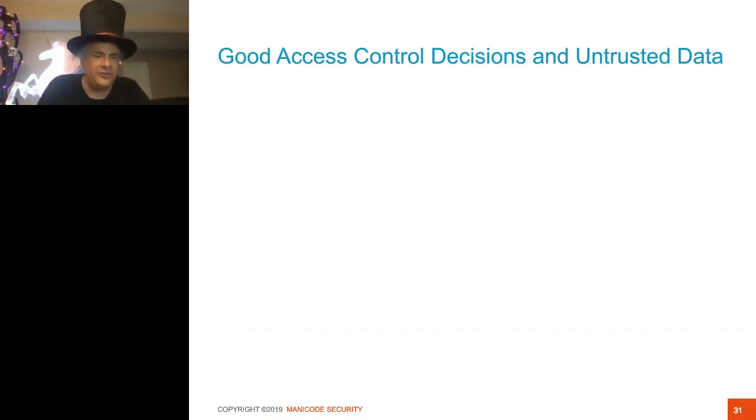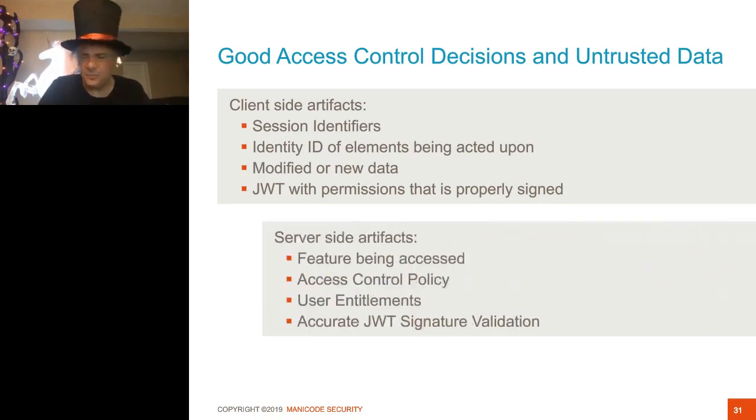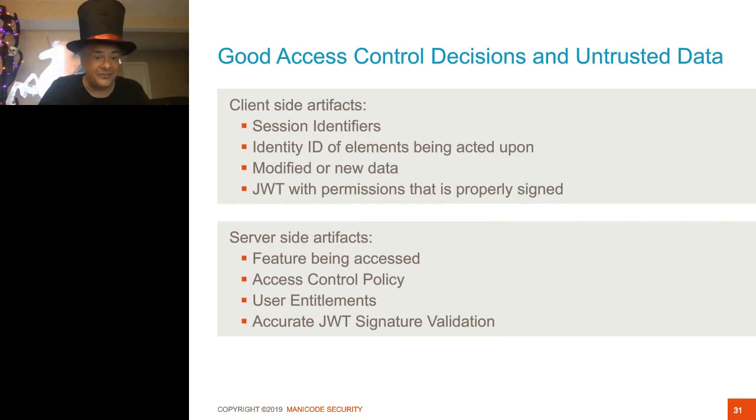So let me show you this in one more way. This is good data to drive access control policy. First of all, an active session ID. Then the identity ID of what the user is acting on. I look at the modified data, and I look at the JSON web token for permissions, or the server-side permissions of a session model. These are things I need from the client. Everything else should be server-side, like the feature being accessed. I should look up the policy itself, the actual rules that we give to a user about access. All of that should be server-side and only server-side.